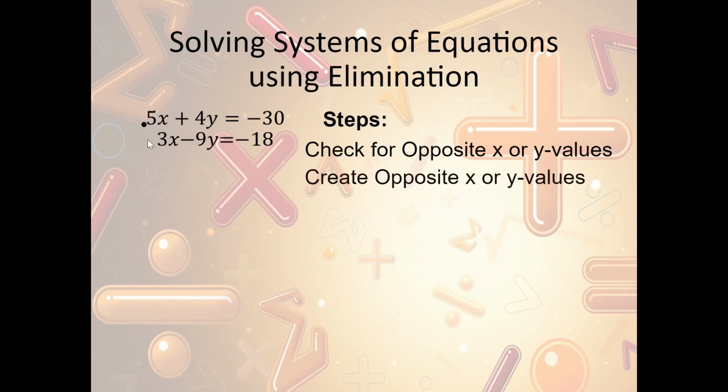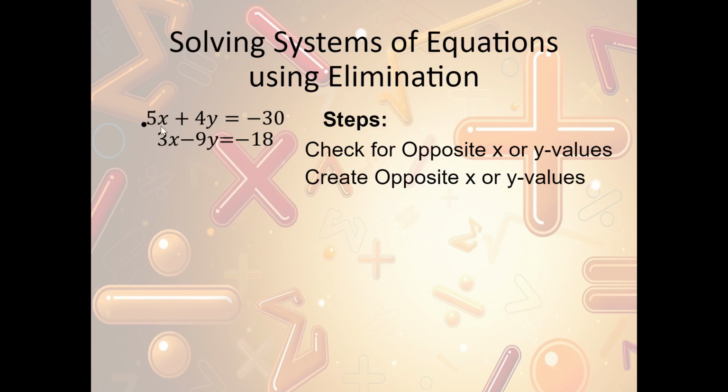Now, on all the previous ones, one of the coefficients was a factor of one of the other coefficients, so we were able to just multiply one of the equations. Now what we should notice though is I can't multiply 3 by anything to get 5, and I can't multiply 4 by anything to get 9. So I'm actually going to have to multiply both of the equations now.